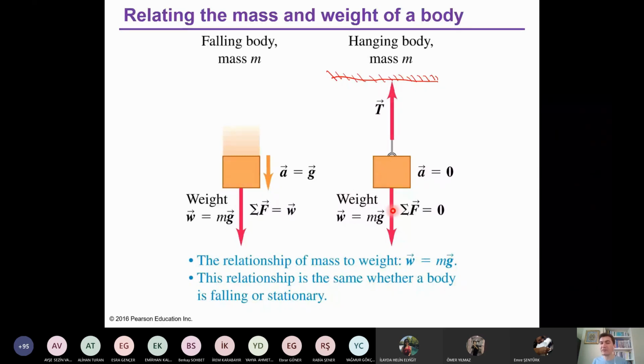And what about the net force acting on the system? Since the box is at rest, it is hanged, the net force acting on the system is zero. So since the net force is zero, the acceleration of the body is also zero. Okay, so what we see here, this relationship is the same whether a body is falling or stationary. Here we have a falling body, here we have a stationary body, but we have the same weight acting on both boxes. Do we have any question here?